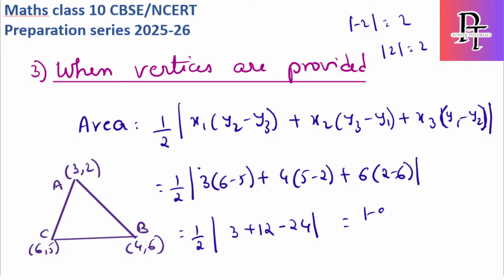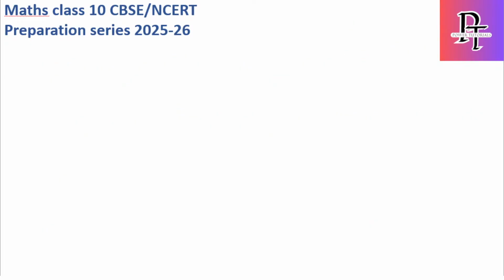So it is mod of minus 9 by 2. I told you, mod of any negative value is again the same value. So it is 9 by 2, which is equal to 4.5. So again, as I told, the unit of any area will be square units, it's not just units. Okay, so one more important formula with respect to class 10 is the area of an equilateral triangle.